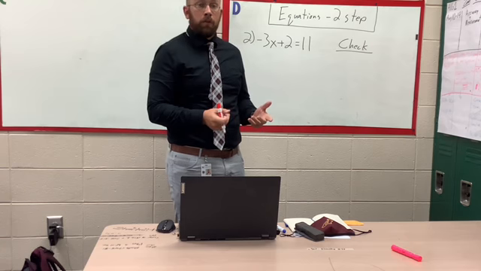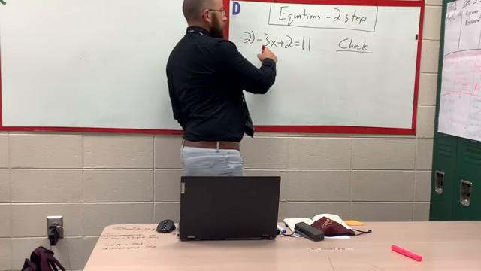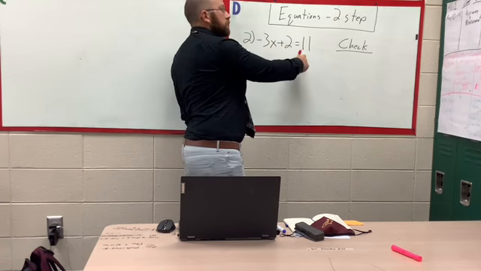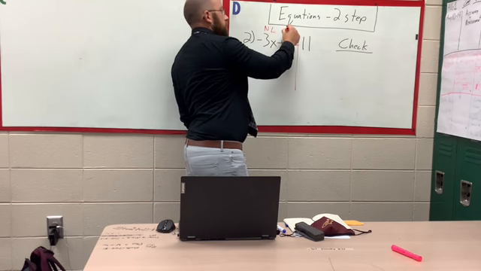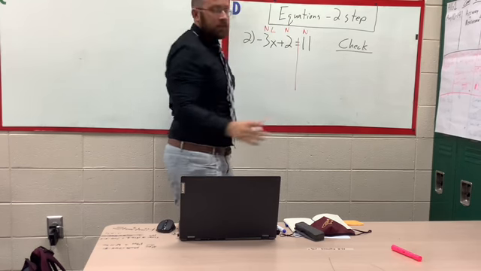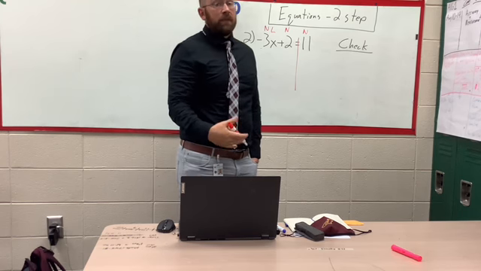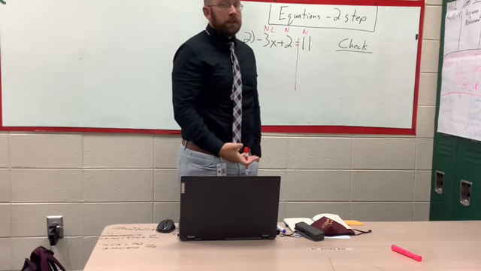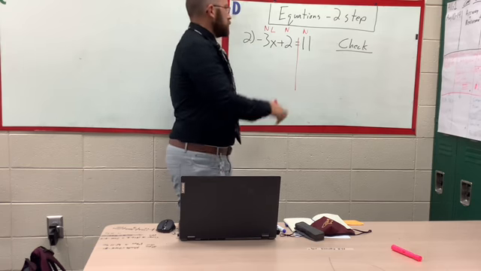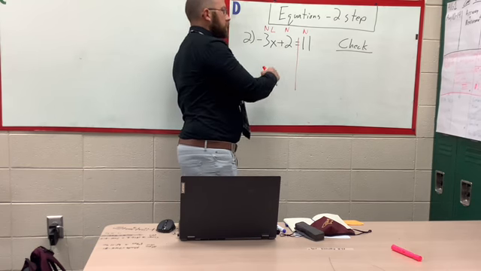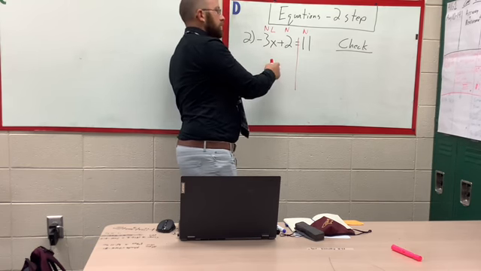All right, we're going to do our second example here. Negative 3x plus 2 equals 11. Draw my wall. Label everything. Now you don't have to label it. I just found that it helps some students understand exactly what we're putting together. So we're trying to get all the numbers together and the letter separated.